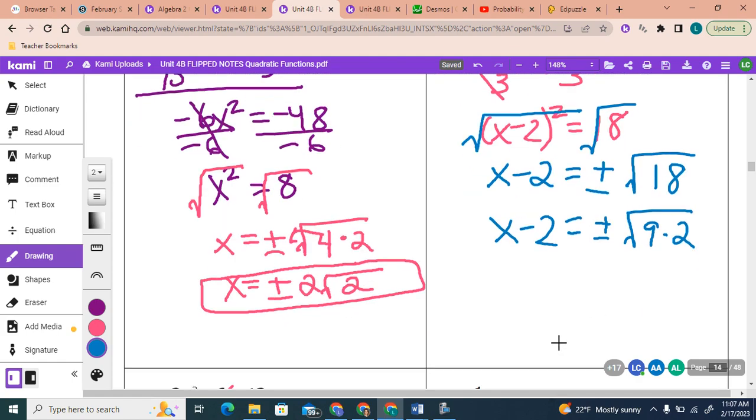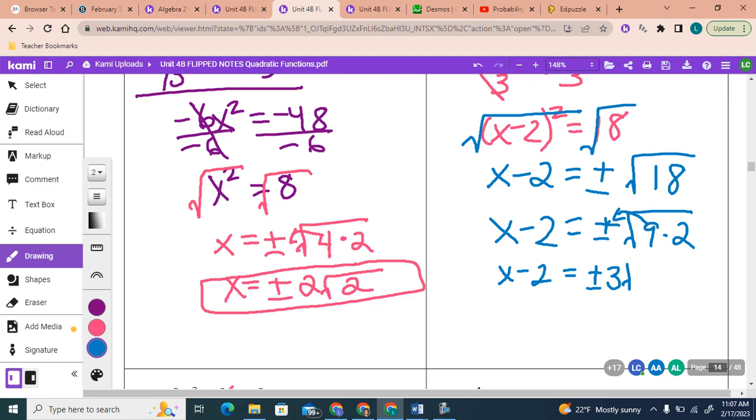Okay, so I have x minus 2 equals plus or minus the square root of 9 times 2. And now I know what to do over here, right? I take the square root of 9, which is what? 3. So I have x minus 2 equals plus or minus 3 root 2. And I can't do anything with that 2, so I leave it under the square root. That is simplified.